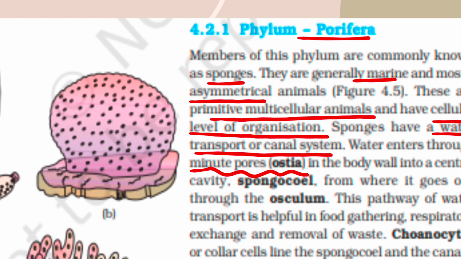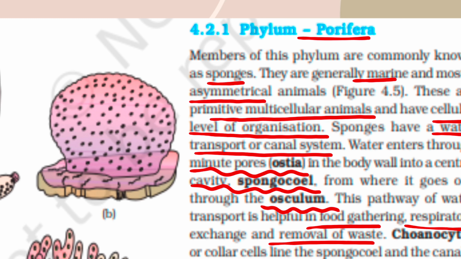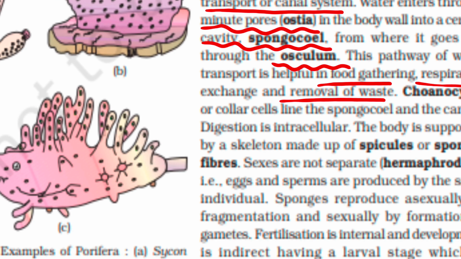ostia into the body. Central cavity is called spongocoel and it goes out through osculum. This pathway helps in food gathering, respiratory exchange and removal of waste. Choanocytes or collar cells line the spongocoel and the canals. Digestion is intracellular. Body is supported by skeleton made up of spicules or spongin fibers.